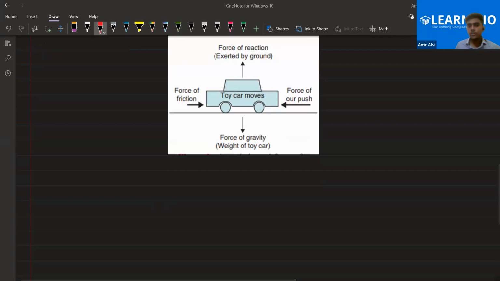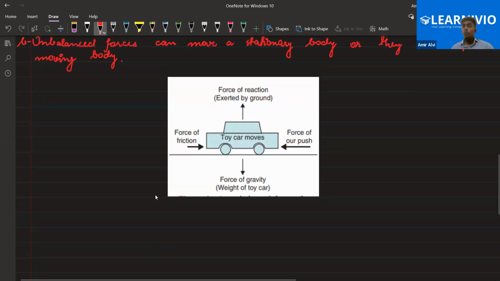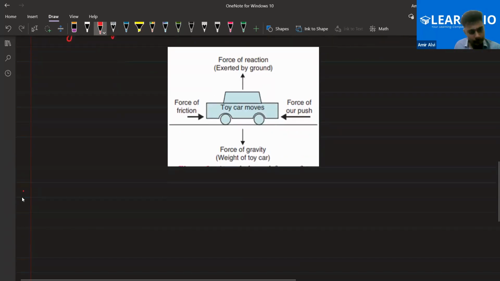Okay, so this is the category. If you want to move an object, you should be exerting a force greater than the frictional force. The applied force should be greater than the frictional force to produce motion. Yes or no, everyone? Yes, sir. So let me write the key point here.